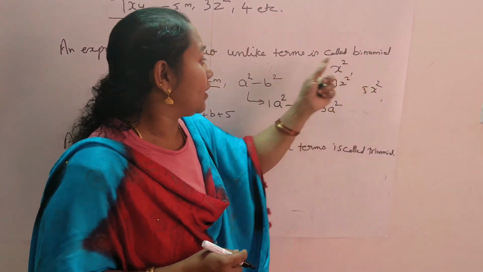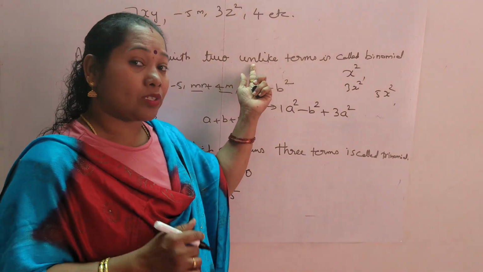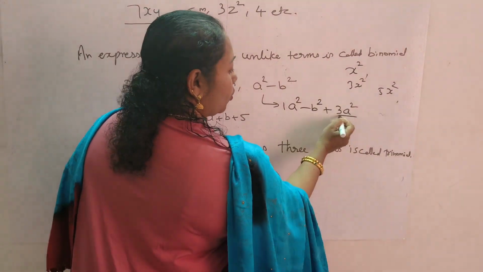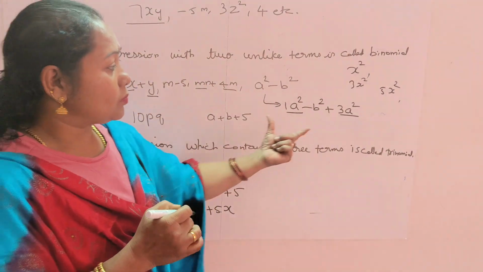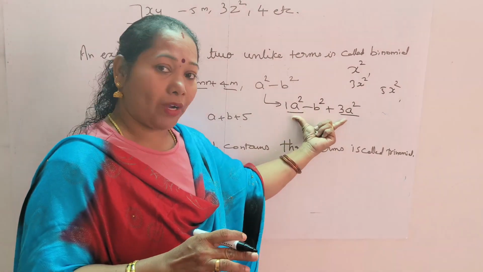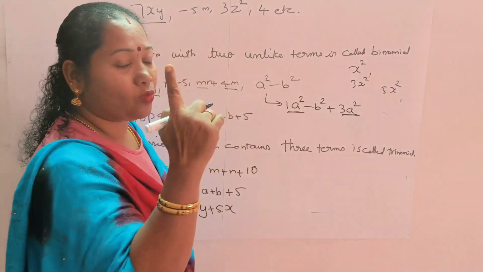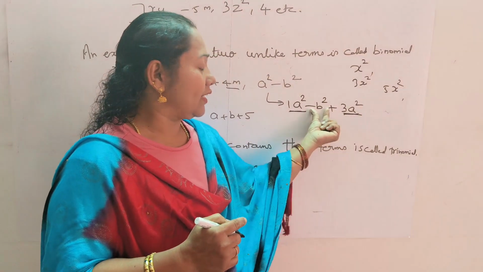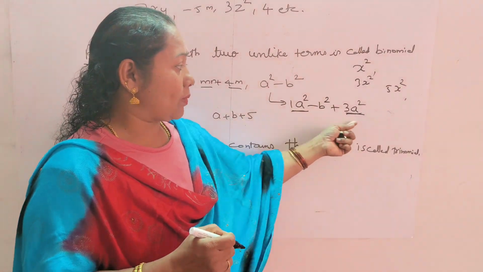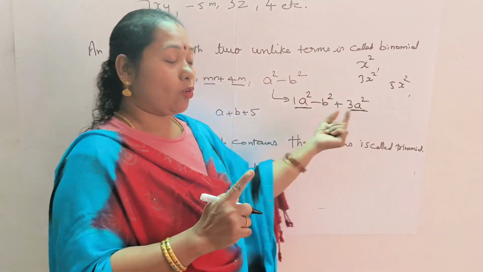So that is what we have told you here, that an expression with two unlike terms, not like terms, is called a binomial. Here these both are like terms, so this and this are not considered different. They are the same. So this is a binomial then also. Because this is a like term, this is a like term. These both terms are considered as one. So one term is this, the second term is this. So this is a binomial. Only two terms are there. 1a squared plus 3a squared is a single combined term, and b squared is the second term. So this is a binomial.